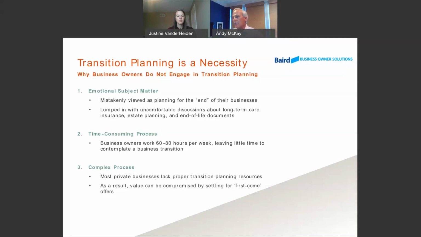Transition planning also takes a lot of time. A lot of business owners work 60, 80 hours a week, and they are more focused on what's happening today and this week and this month than what's happening in 5 to 10 years. So it's something that tends to get pushed to the side of the desk and not addressed. And in many cases, it's just complex. It requires a multidisciplinary team to do it effectively. And it is sometimes things that are hard, we tend to put off.